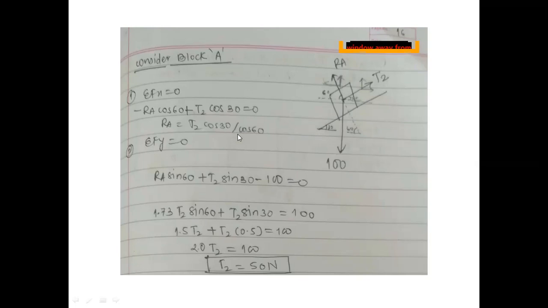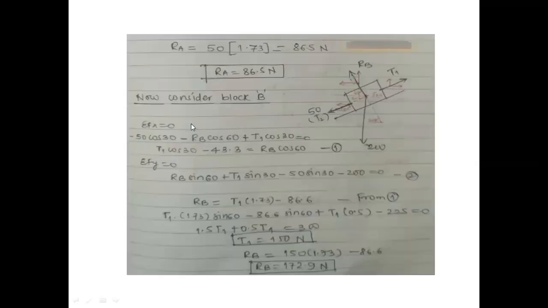Here also we do have one equation. We'll put Ra in terms of T2. From that we can find the value of T2. Once I know T2, I can put that value in this equation and we can find Ra. We'll move to the next block.